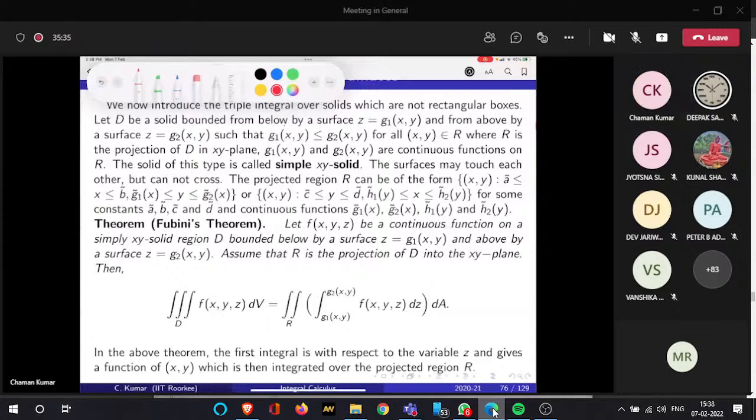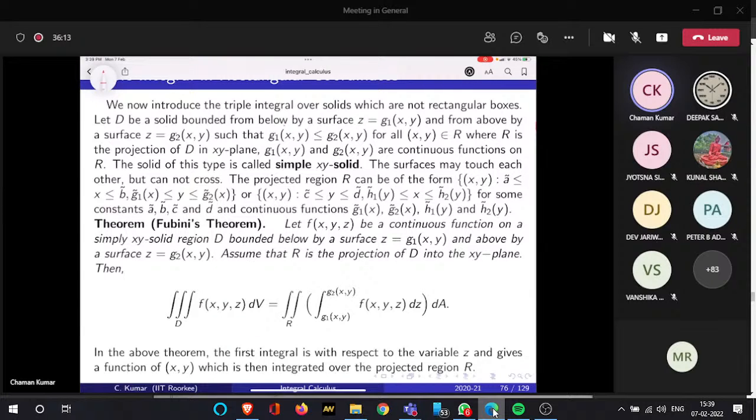So mainly there are two things here. The first thing is that the solid D is bounded by two surfaces, z equal to G1 and z equal to G2, and G1 is less than or equal to G2. The second thing is that R is the projection of the region D in the xy plane. And R can be of the kind that we can assume in the Fubini theorem for a function of two variables.